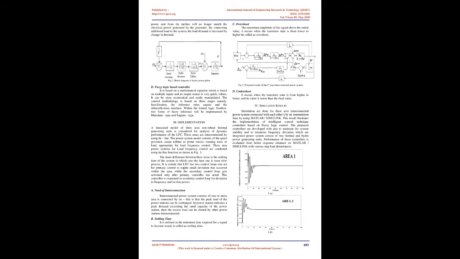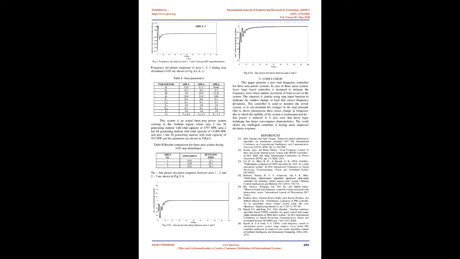Various types of load on the power system consist of electrical devices. Some loads are purely resistive, and others exhibit quite different characteristics. Once a load change occurs, the mechanical power sent from the turbine will no longer match the electrical power generated by the generator.